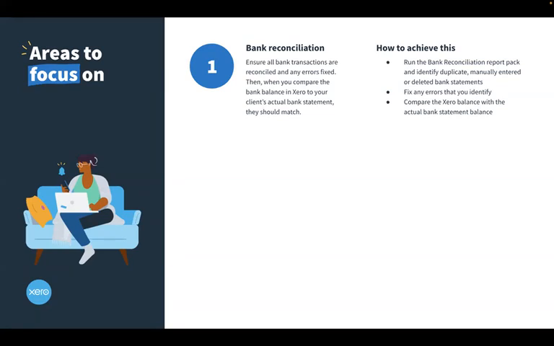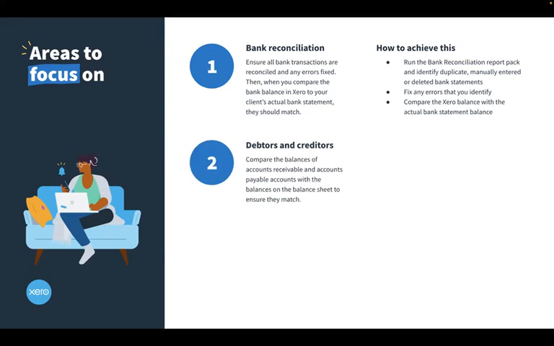The next area is debtors and creditors. So here you'll compare the balances of accounts receivable and accounts payable accounts with the balances on the balance sheet to ensure that they match. And how we'll achieve this is we'll run both the aged receivables and payables reports and then compare them with the balance sheet to make sure that they do in fact balance.